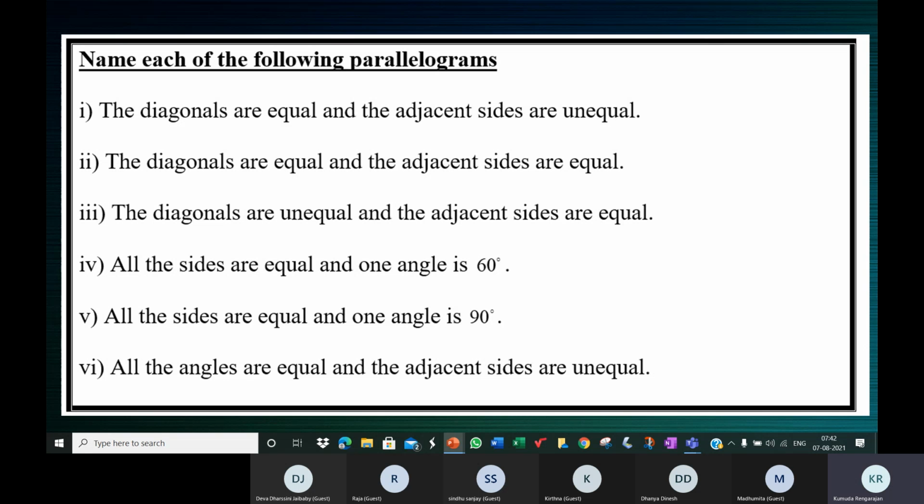Answer these questions. We'll see the answers in the next class. They're not questions, they're statements. There are some statements given, like clues, and you have to name the parallelogram. Meaning you should say if it's a rectangle, square or a rhombus.